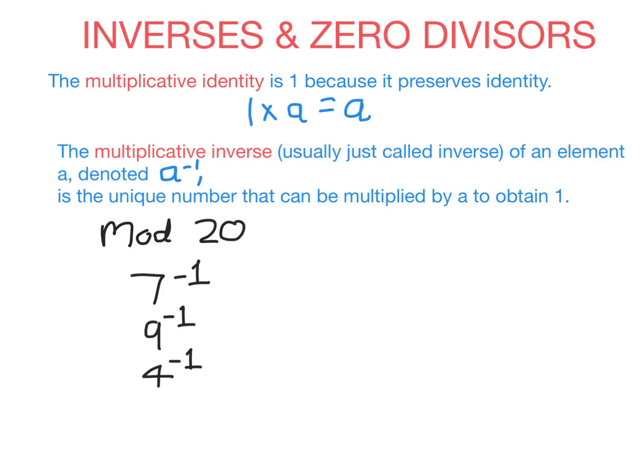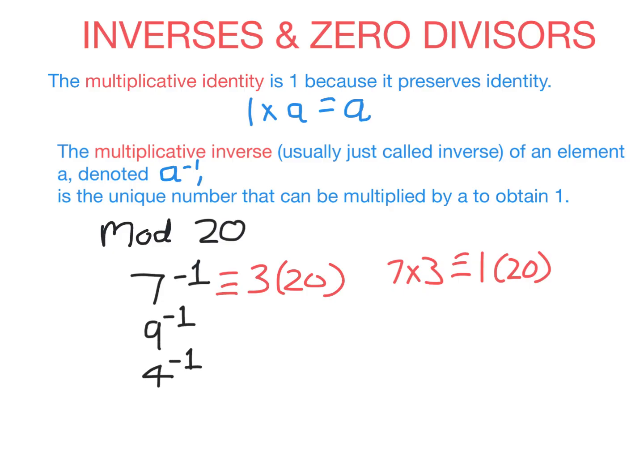So let's look at why they're important through an example. We're going to perform these calculations mod 20. We're going to try to calculate the inverse of 7, 9, and 4. Okay, so the multiplicative inverse, the inverse of 7 mod 20 is 3. Why is that? Because 7 times 3 is 21, so 21 is equivalent to 1 mod 20. So 7 and 3 are inverses of each other.